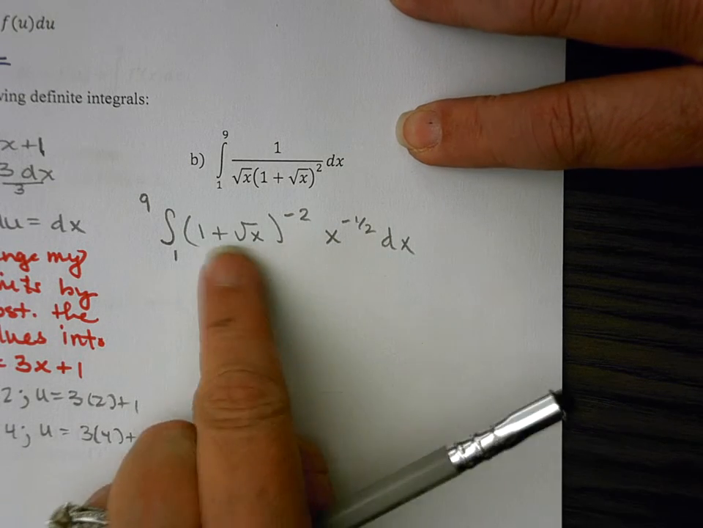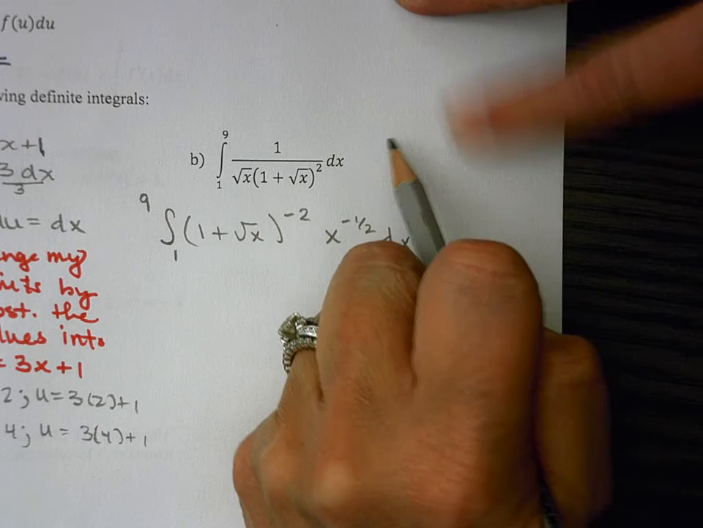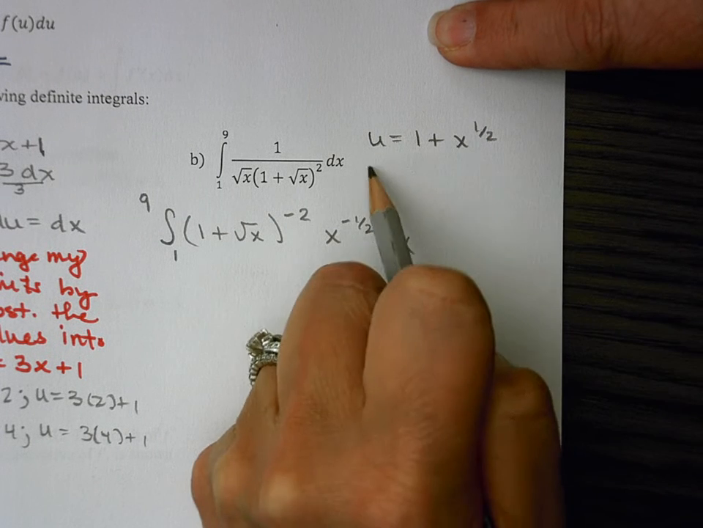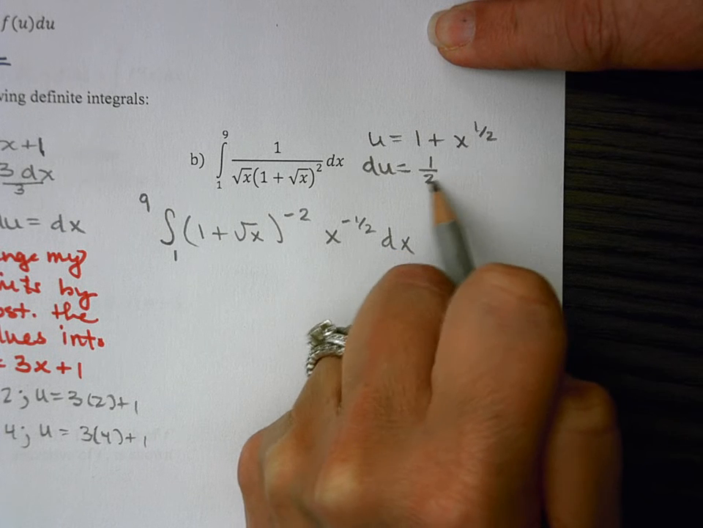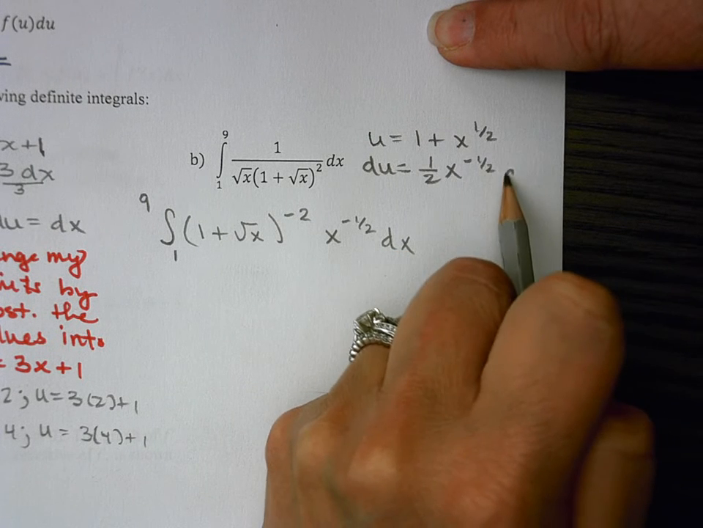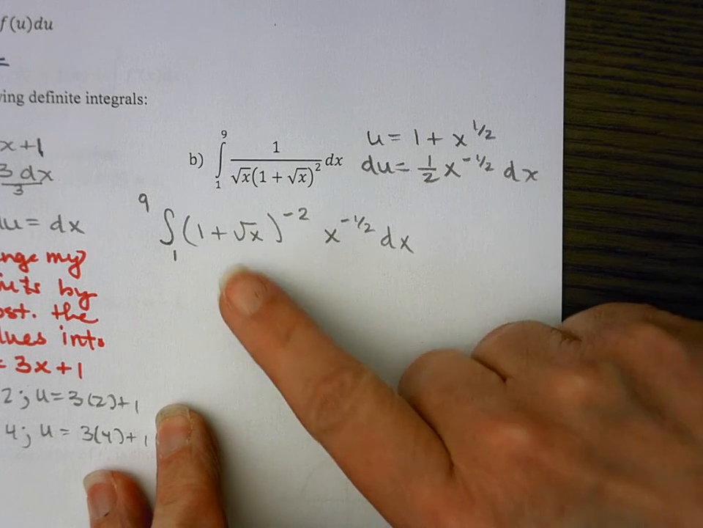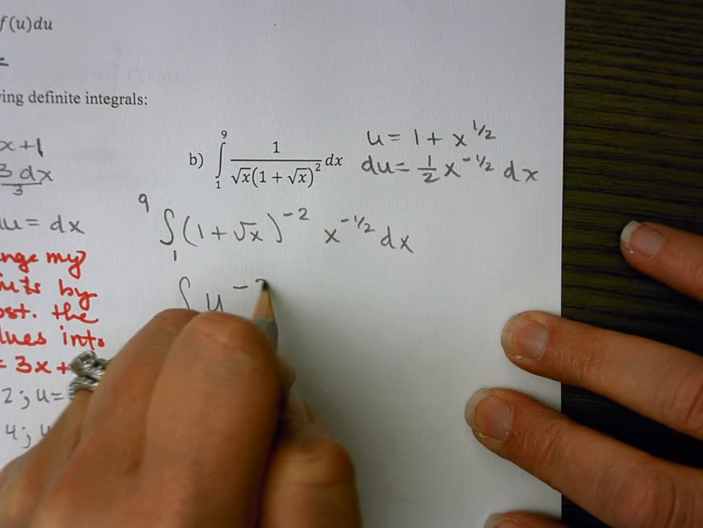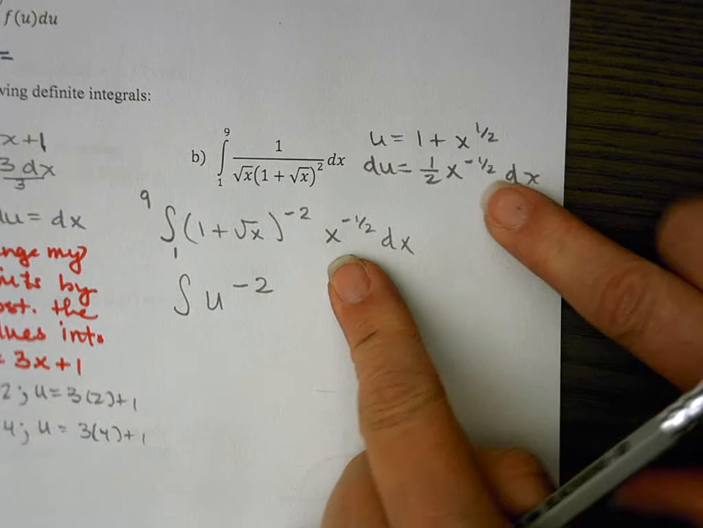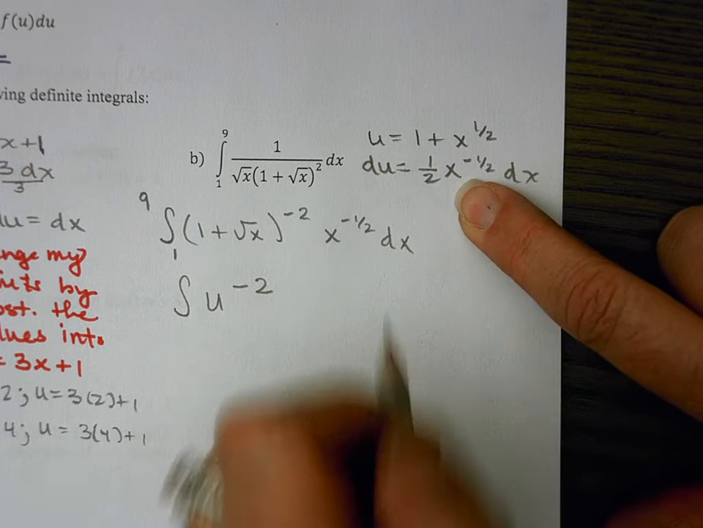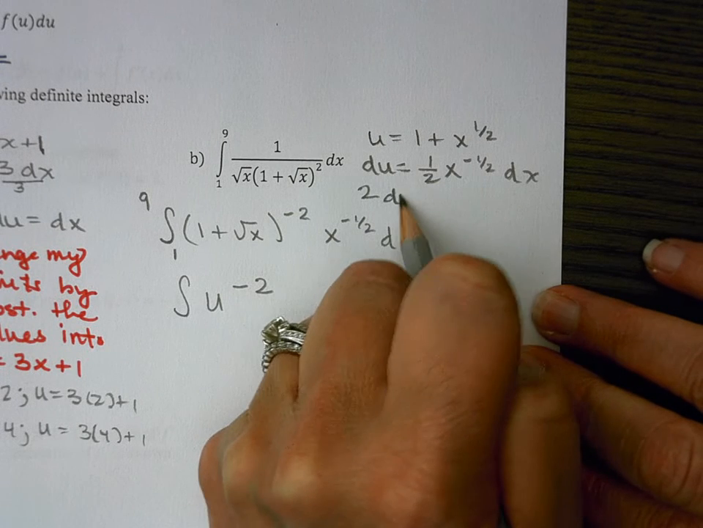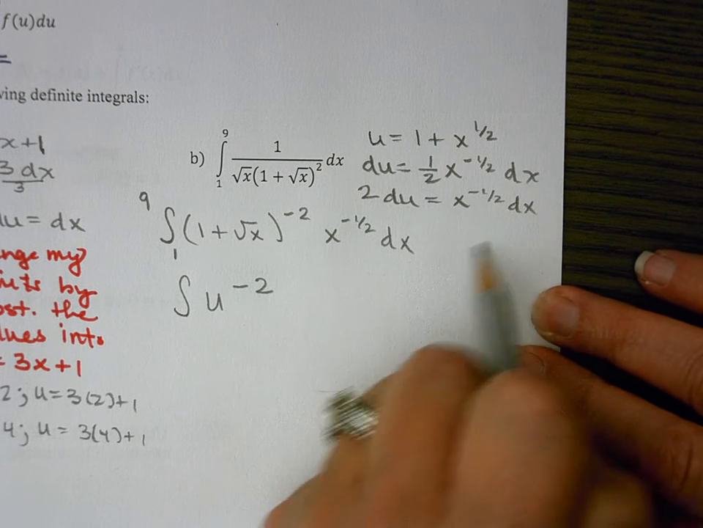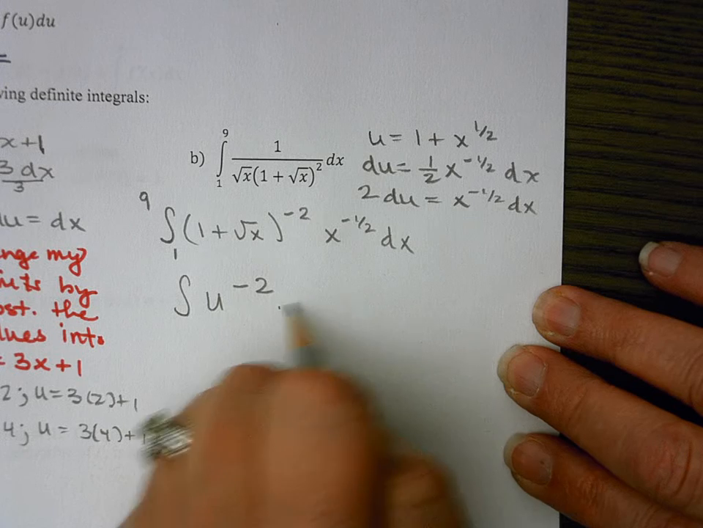And so then I'm going to let u equal this quantity here, and I'm going to do that up to this side here. So that would be 1 plus root x, or x to the 1/2, and then take that derivative. So that would be 1/2 x to the negative 1/2, and then multiply the dx over. So I'm going to go ahead and replace the 1 plus root x with u, so that would be u to the negative 2 power. And then right here, these are pretty close to being the same, but not quite. So I'm going to multiply the 2 over to the other side, so that would be 2 du. So then both x to the negative 1/2 and dx will be replaced with 2 and du.